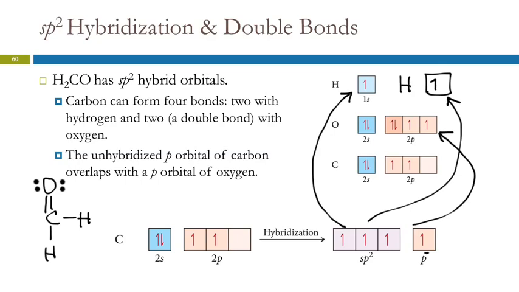Now what about, let's make that clear. What about this guy? What about this unhybridized orbital and this one? Only one of the oxygen orbitals is overlapping with the hybrid orbitals. We've got this one left over and we've got this one left over. Those 2 unhybridized p orbitals are going to overlap with each other. And that's what's going to form this double bond.